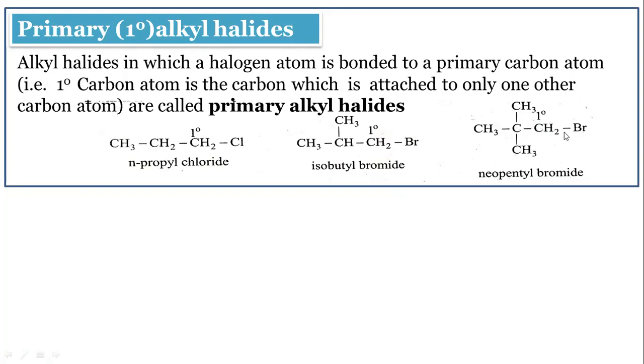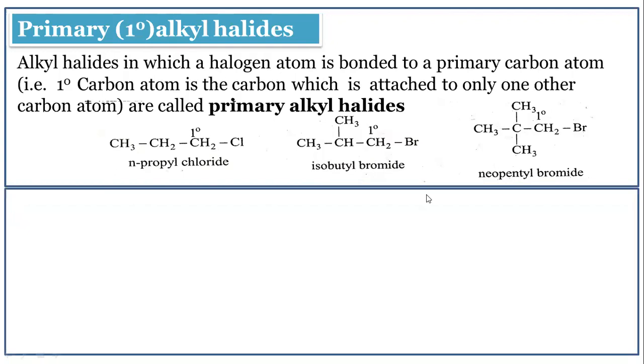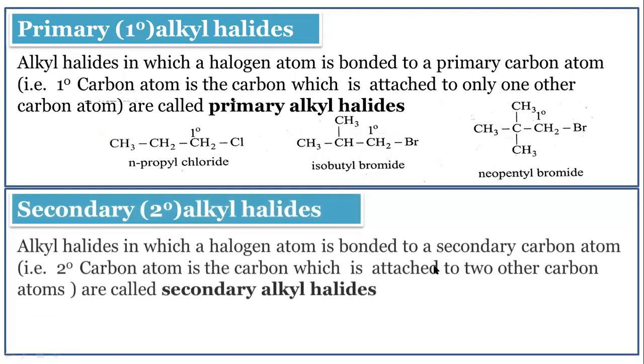So this is n-propyl chloride, n is normal. It is a straight chain. Isobutyl: on the second carbon there is a CH3 group attached. That's why it is called isobutyl bromide. And this is neopentyl. Neo means there are two CH3 groups on the second carbon. Yesterday also I told you what is meant by neo. Pentyl means 5 carbon atoms should be there: 1, 2, 3, 4, 5. So it is neopentyl bromide. All these examples indicate primary alkyl halides. Now we will discuss examples of secondary alkyl halides.